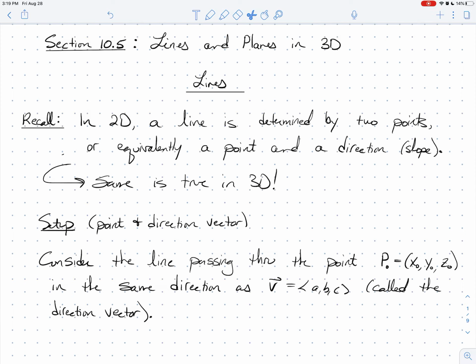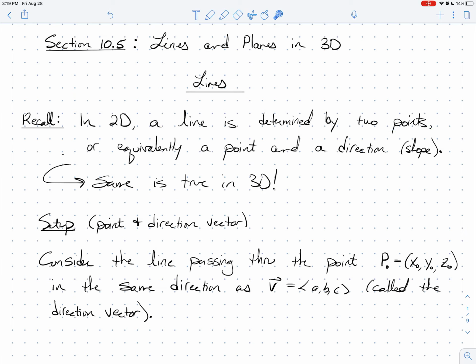All right, section 10.5, we're going to talk about lines and planes in 3 space. So I want to recall with you, you've seen in 2 dimensions that a line is determined by 2 points. You fix 2 points and there's a unique line between those 2 points.